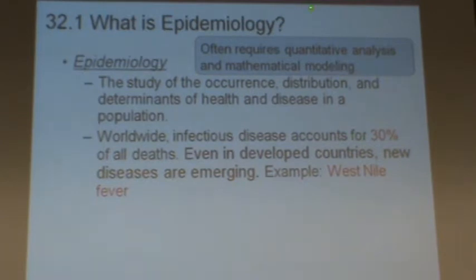So the key of epidemiology usually requires quantitative analysis, some mathematical model. Like John Snow did, he didn't just show a map. He actually showed it is unlikely a random distribution will cause that clustering pattern.